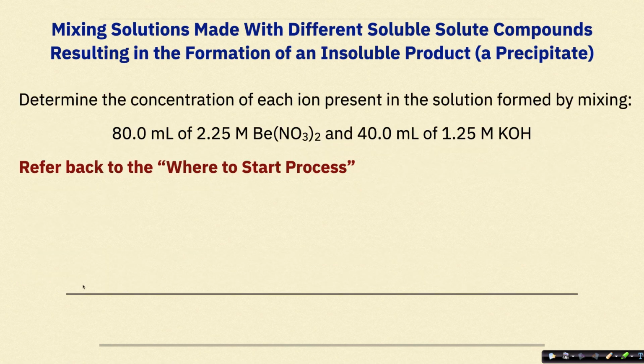Okay, so here's our example problem. Determine the concentration, so again, we're looking for molarity, of each ion present in the solution formed by mixing 80 milliliters of 2.25 molar Be(NO3)2 and 40 milliliters of 1.25 molar KOH. Now, where to start in the process? Well, the first thing that you're going to need to do is say to yourself, okay, I have a reactant, and that reactant is Be(NO3)2.